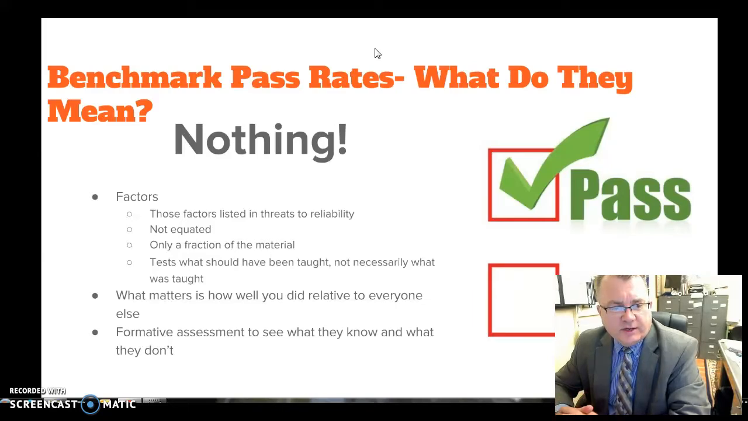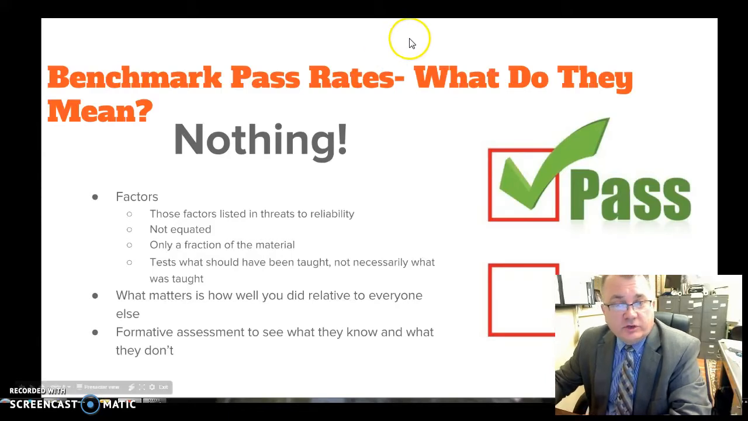The most important thing that we can look at and be able to track progress is how well you did relative to everyone else. That's your percentile rank. Not your pass rate, but your percentile rank. And once again, know these are formative assessments. See what you know and see what they know and what they don't know. So how you use that information and what you do after the fact is the most important thing there.